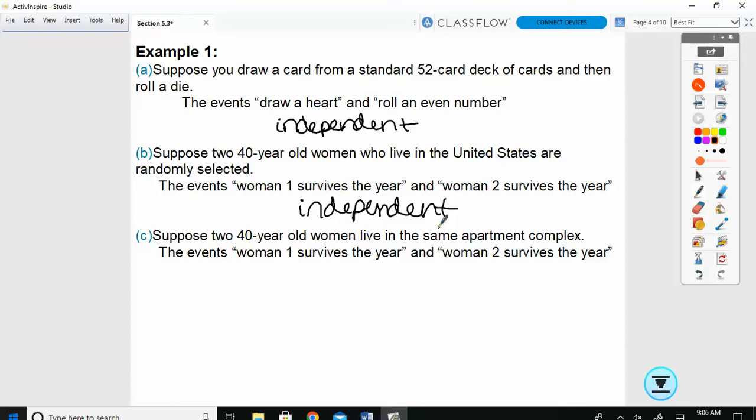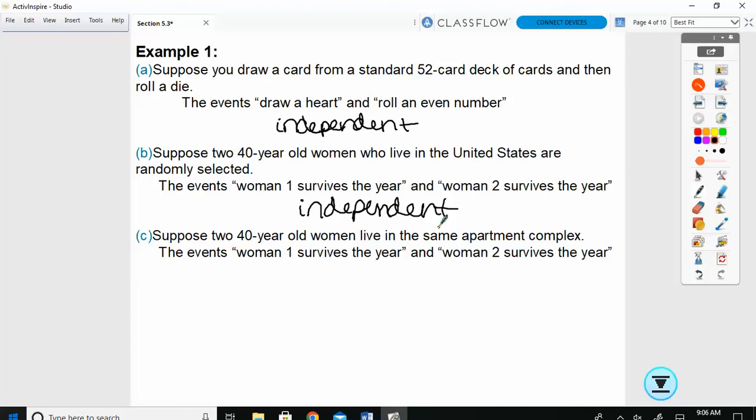C. So I still have my two 40-year-old women, but they live in the same apartment complex. So the events woman 1 survives the year and woman 2 survives the year. Would those be independent or dependent? Dependent. Why? Exactly. Could something happen that could affect both of them? They are living in the same area.